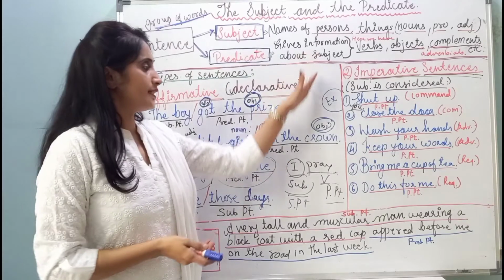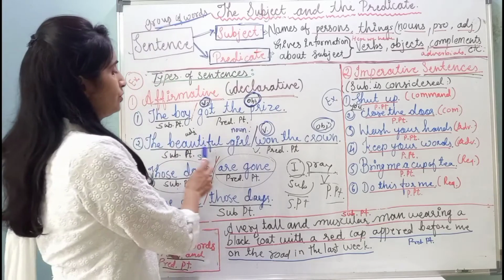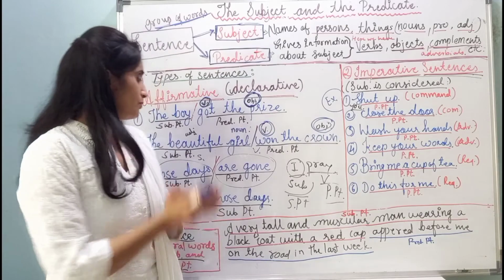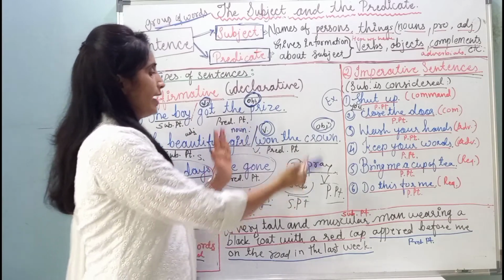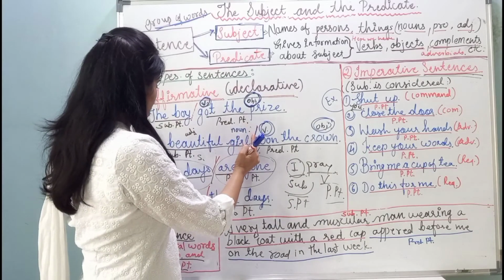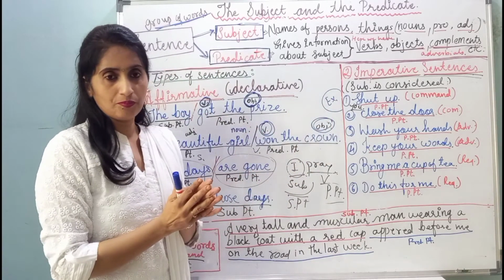I hope that this sentence is clear to you. Now let us study the second sentence. The beautiful girl won the crown. In this sentence we have two parts. The first part is the beautiful girl and the second part is won the crown. Okay, ये एक part है, won the crown दूसरा part है.